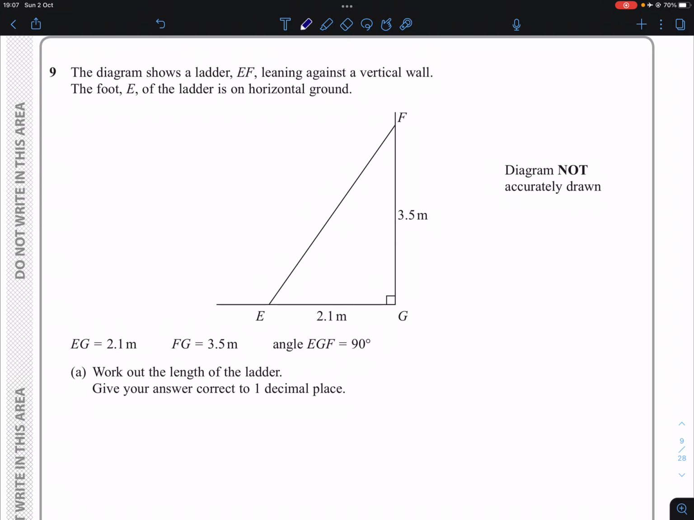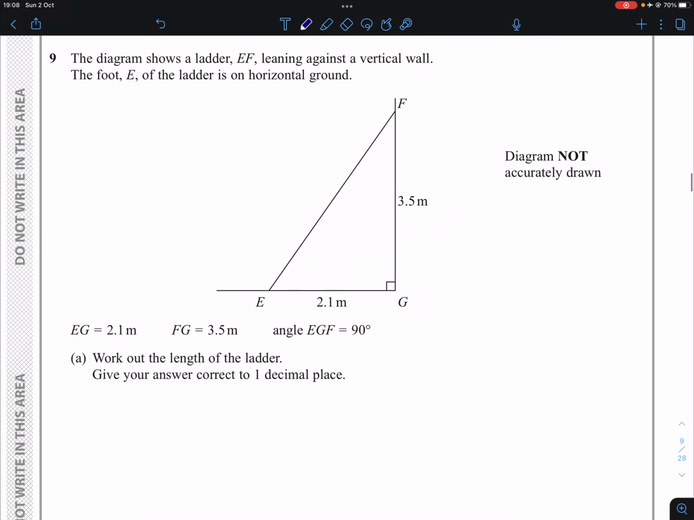They've also just added the lengths of the two sides in terms of EG being how far away the foot of the ladder is from the base of the wall, and 3.5 being the height of the wall to where the top of the ladder touches the wall. Part A, work out the length of the ladder. So we are looking for this value here, which represents the length of that.